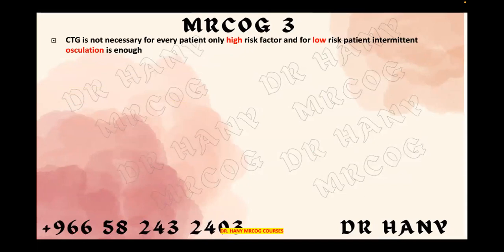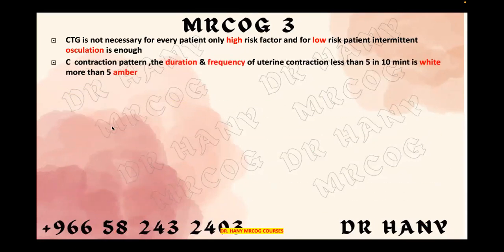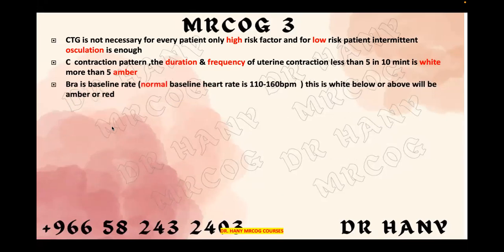The CTG is not necessary for every patient, except when there is a high risk. A low risk patient does not need it. I will use intermittent auscultation. Contraction: the pattern, the duration, and the frequency of the uterine contractions should be less than 5 in 10 minutes, and this will be coded as white, normal. If it is more than 5, this will be amber.